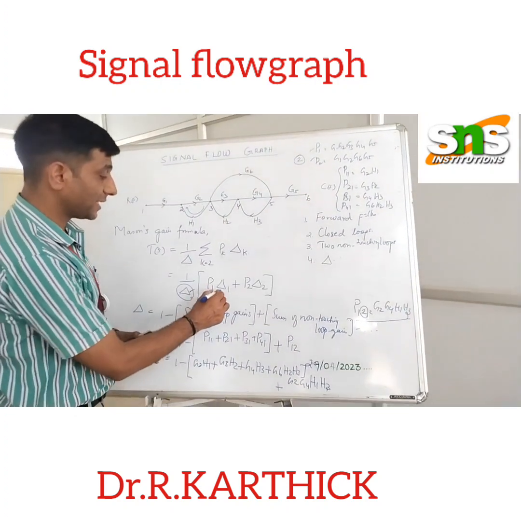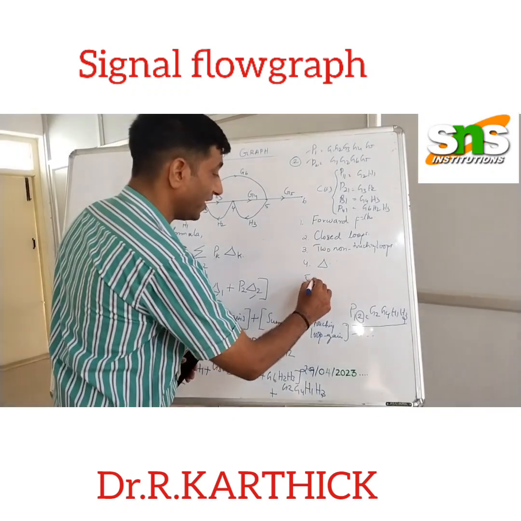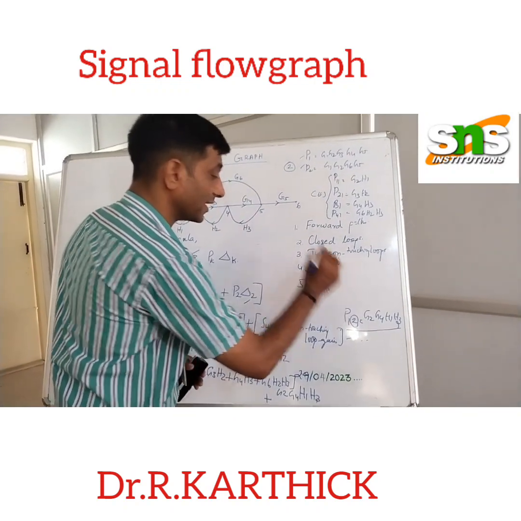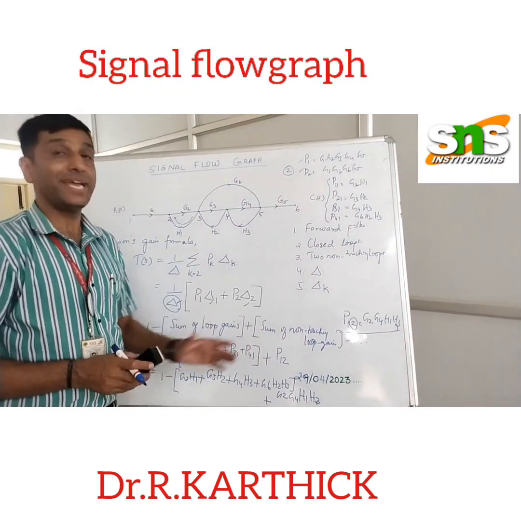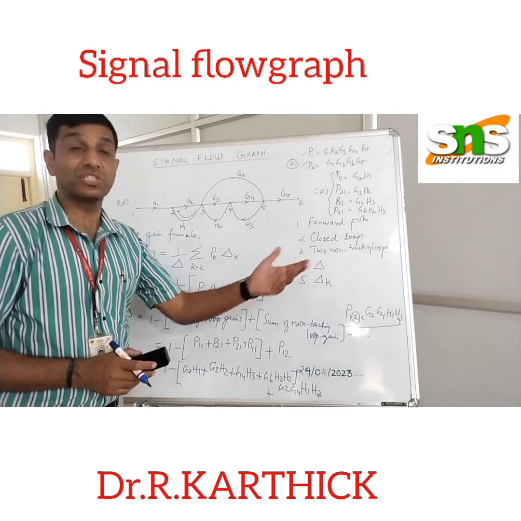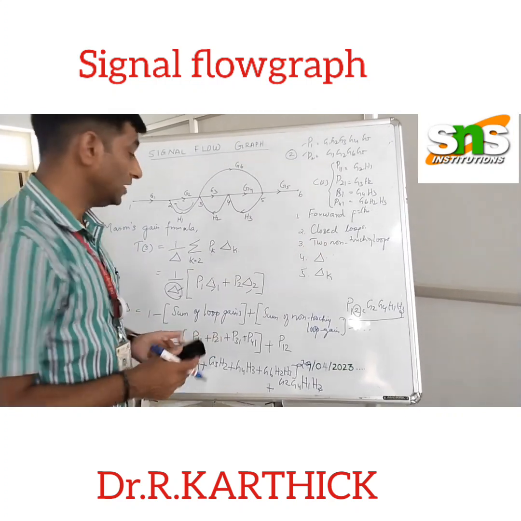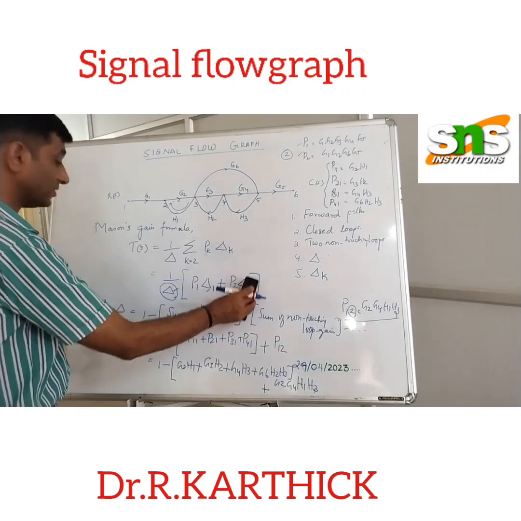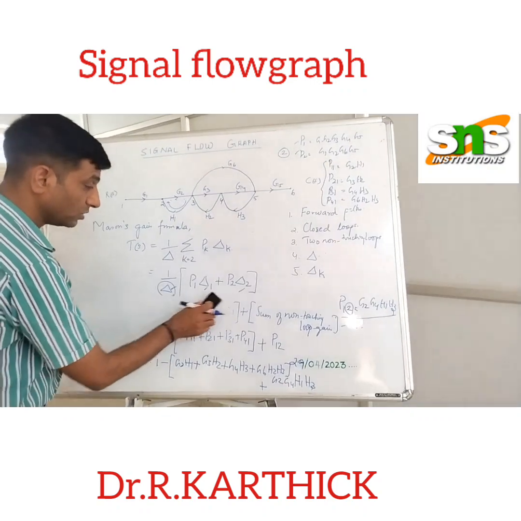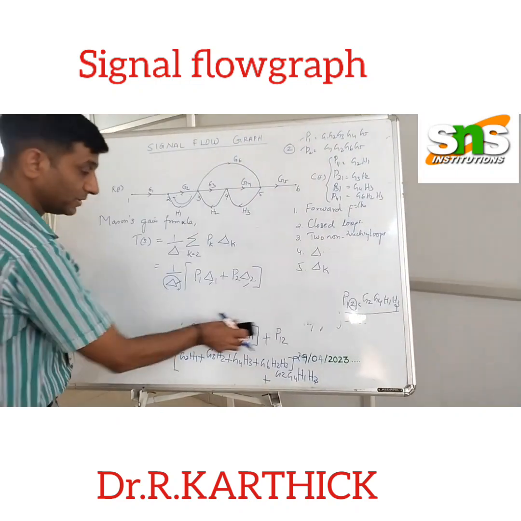Now our immediate next step is to find out what is delta 1 and delta 2. So that is my step 5, to identify what is delta k. Delta k is nothing but delta for the forward path, with the loops that are not part of that forward path. I'll just keep this alone so that it will be useful for us to write in the next step.